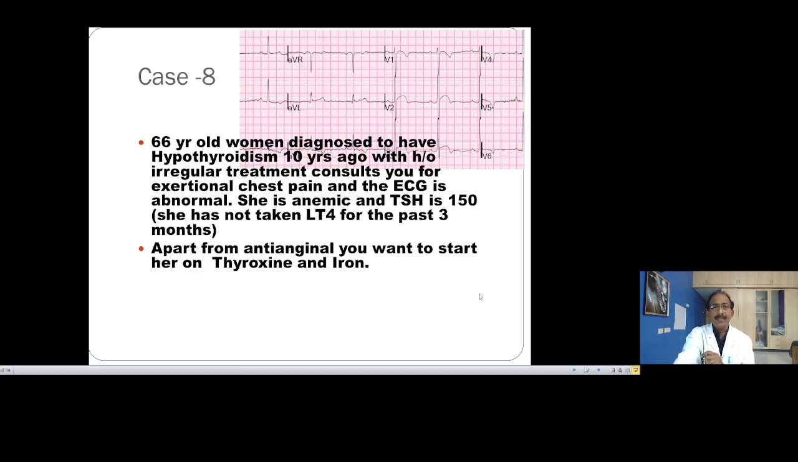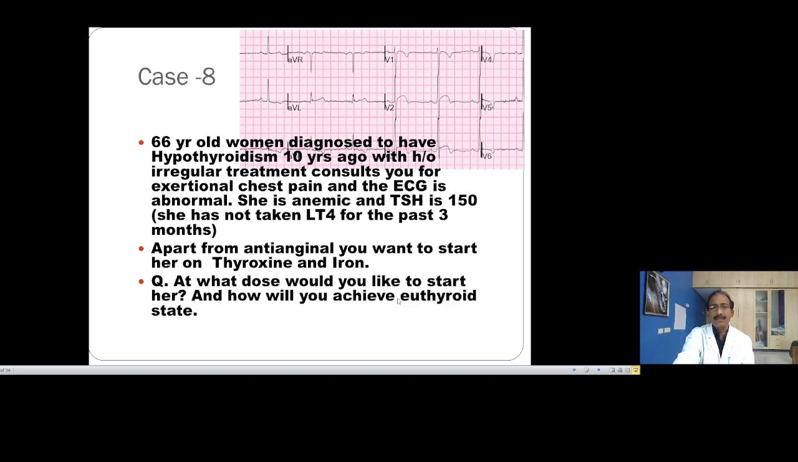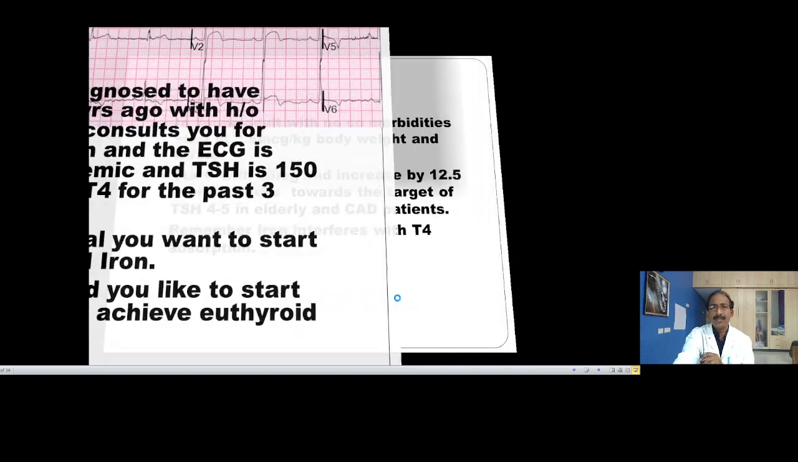Okay, case number 8, a 66-year-old woman diagnosed to have hypothyroidism 10 years ago with a history of irregular treatment, consults you for exertional chest pain and the ECG is abnormal. Kind of a similar patient, who is anemic, and TSH is more than 150 now, and you have to treat the patient, who is also anemic. Apart from anti-anginals, you want to start thyroxine and iron. What would you start? How will you start the treatment?